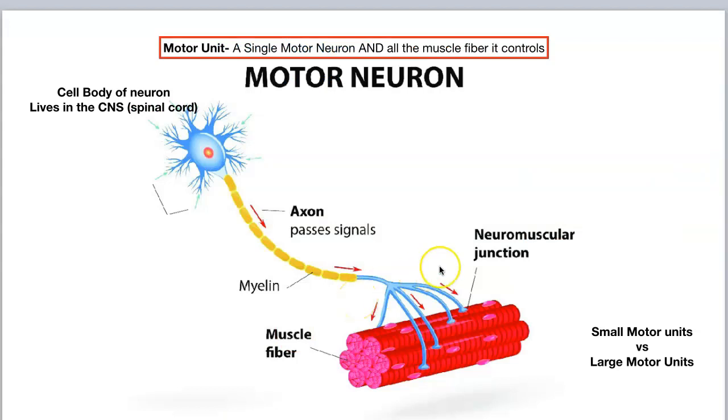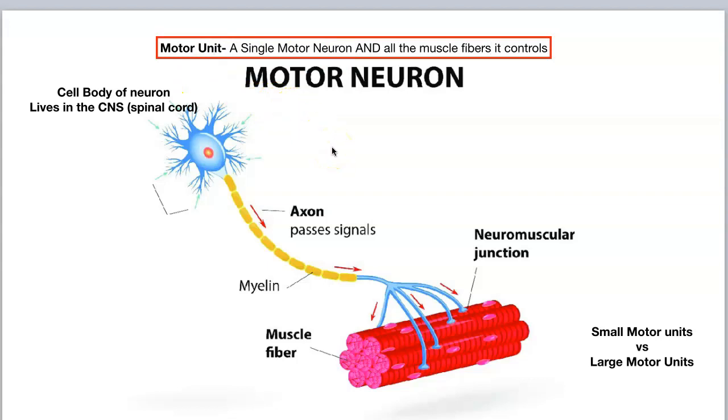The last thing we're going to do on this video is talk about a motor unit. You need to write this down somewhere. You need to memorize it. Put it down on a card, look at it, and memorize it. Motor unit: a single motor neuron and all the muscle fibers it controls. You have to know that. You have to be able to say it like that. A single motor neuron and all the muscle fibers it controls. That is a motor unit.